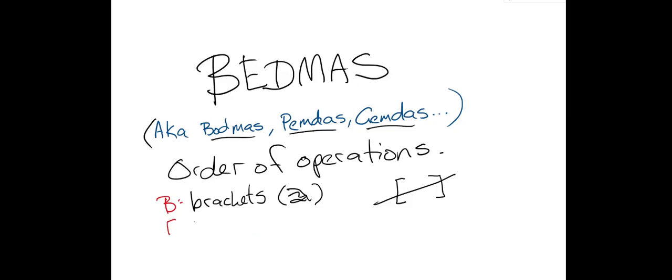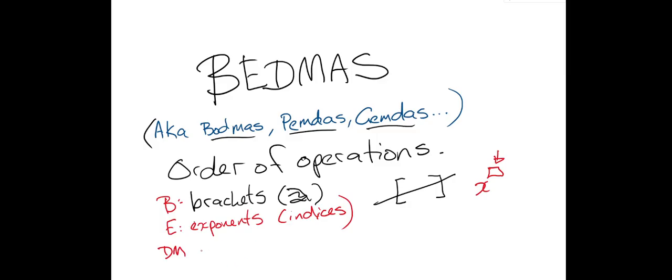The E in this case is the exponents, or the indices. We want to deal with those first. So the indices, just to recap, is the little number above the variable.